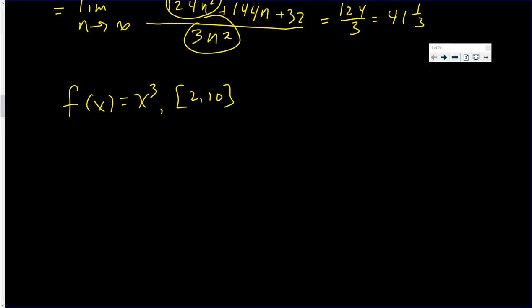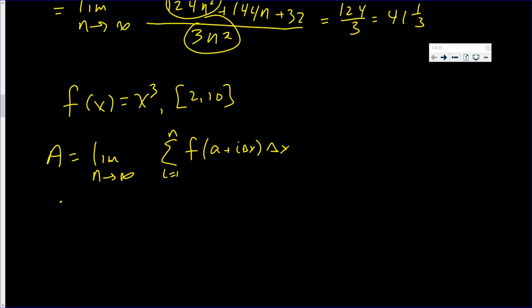So the area is the limit as n approaches infinity of the summation as i goes from 1 to n of f of a plus i times delta x, times delta x. And delta x is b minus a, the length of the interval, divided by the number of rectangles, which is 8 over n.